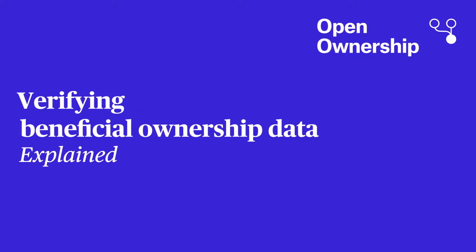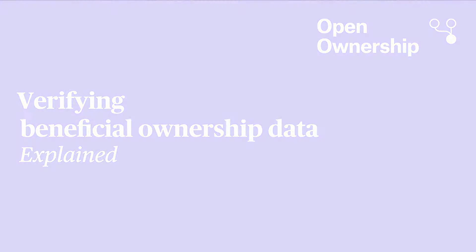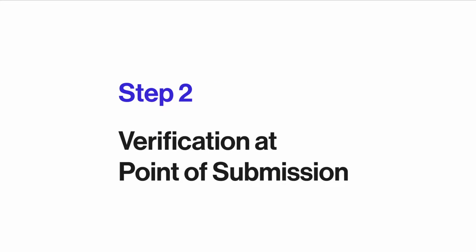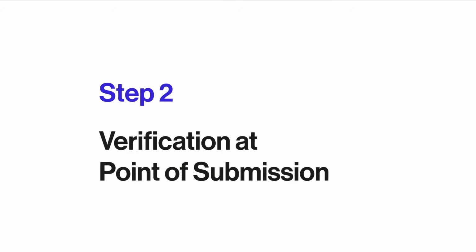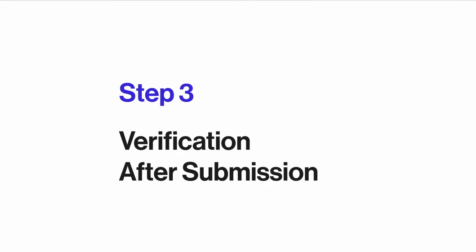To maximise the impact of beneficial ownership registers, it is important that users and authorities can trust that the data contained in a register broadly reflects the true and up-to-date reality of who owns or controls companies. Verification is the combination of checks and processes that a particular disclosure regime opts for to ensure that the beneficial ownership data is of high quality, meaning it is accurate and complete at a given point in time.